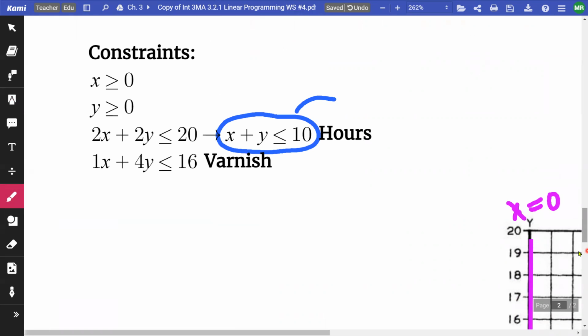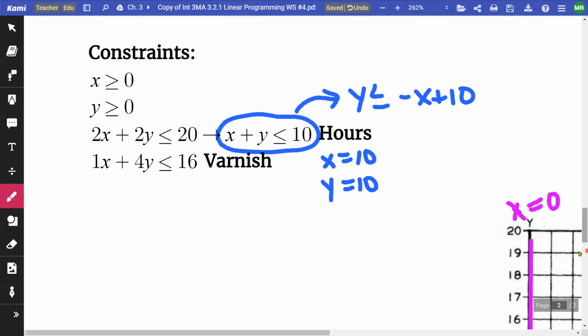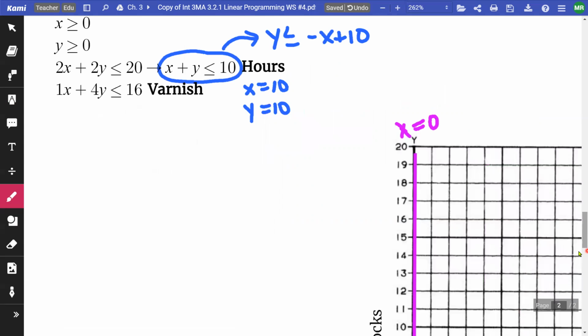Okay. So now for hours, I did convert this one right here to this. You could get this in y form and go y is less than or equal to negative x plus 10 and start at 10 and go down 1 over 1. You could also put 0 in for y to find your x-intercept, which would be x equal 10. Put 0 in for x to find your y-intercept and get y equal 10. So my x and my y-intercepts are 10.